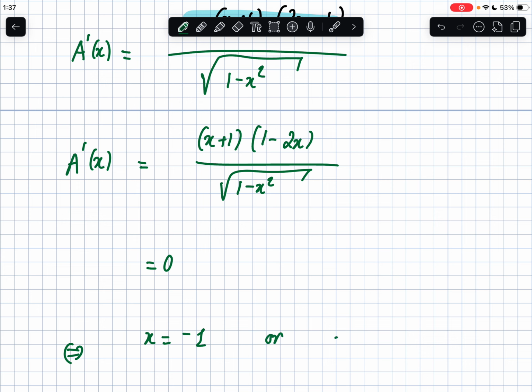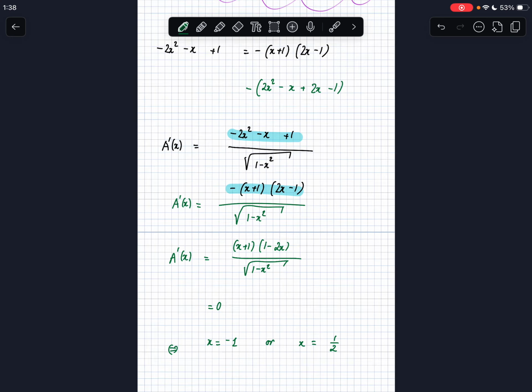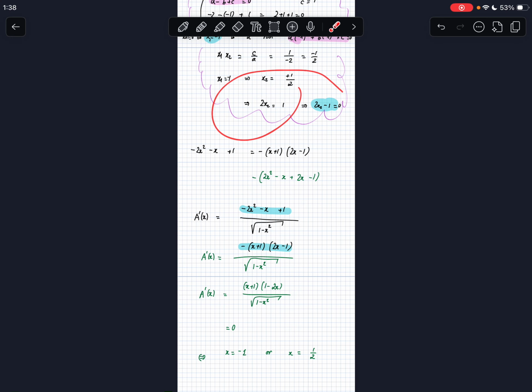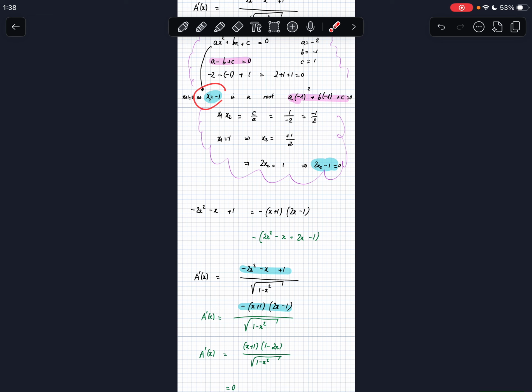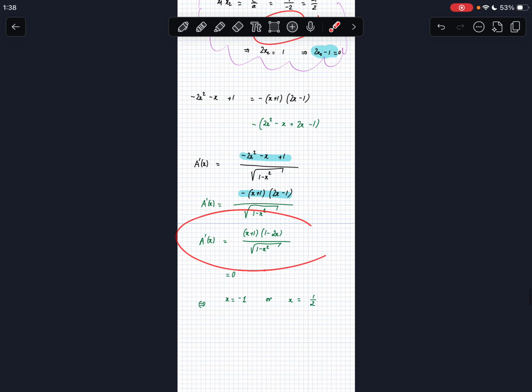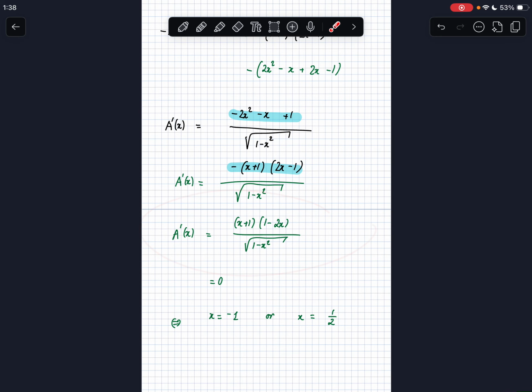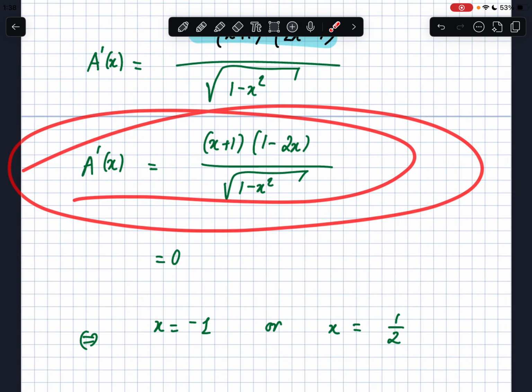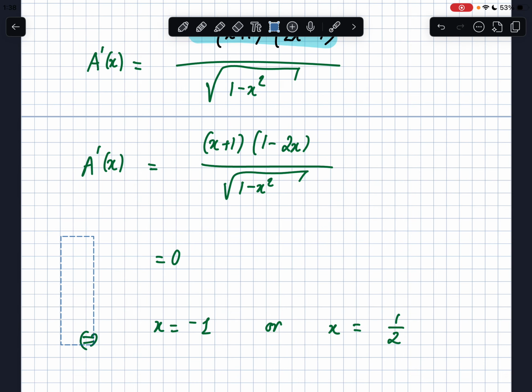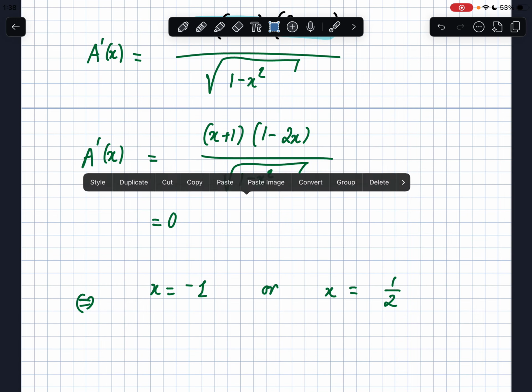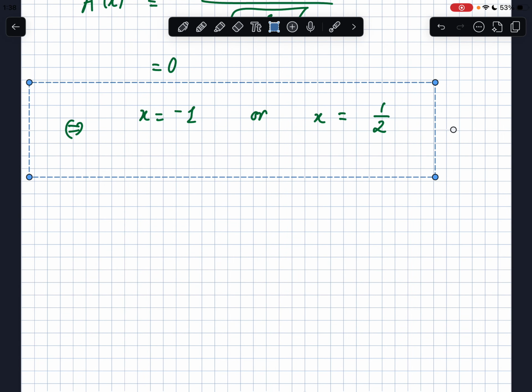or x equals 1/2, as I did before. Minus 1 and 1/2. But I factorized so that I can see the signs, whether negative or positive, because we need to check the max or the min. In this case we want the maximum area.